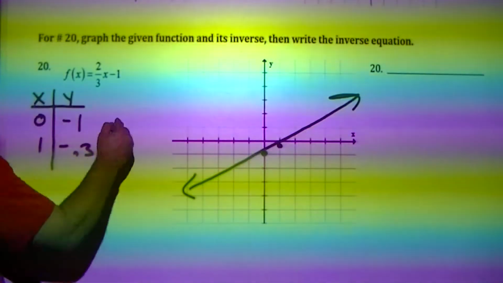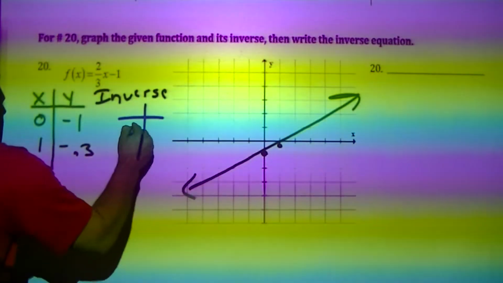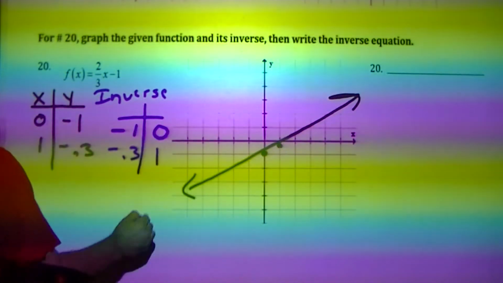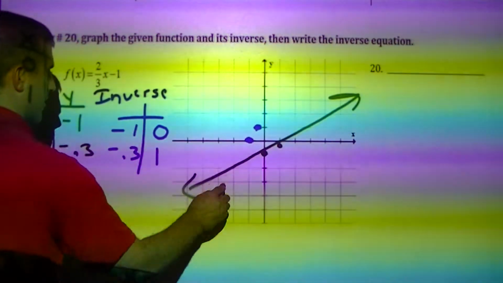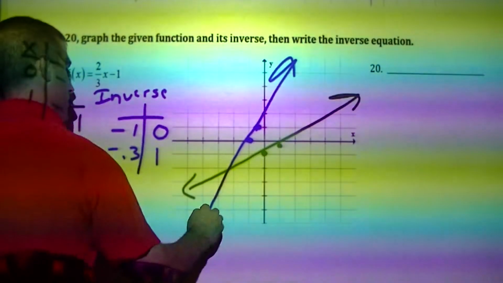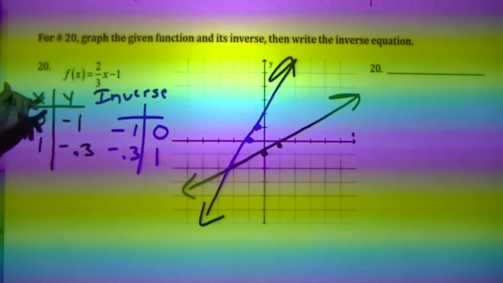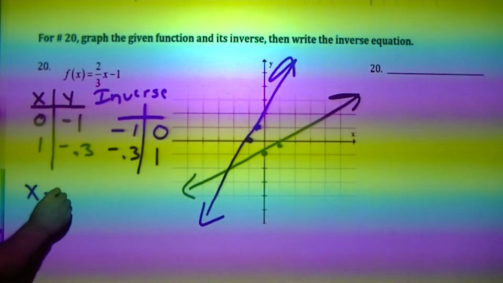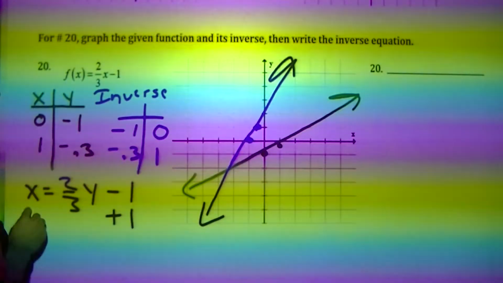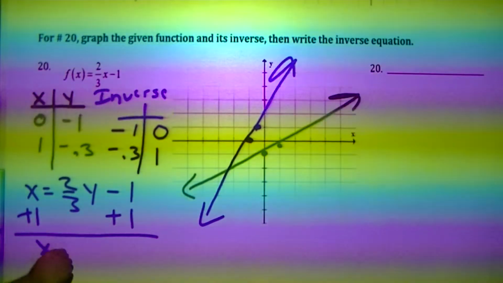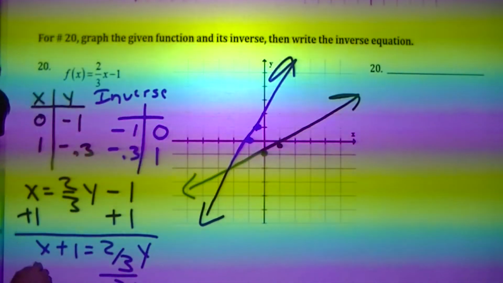Okay, to get the inverse, I flip these points around. So now I'm going to graph this. So negative 1, 0, negative 0.3, 1. Okay, now 2 ways to get it. We can do the same. You can do this where you set this up this way. All right, 2/3 y. All right, you add 1. That's x plus 1 equals 2/3 y. You divide all the parts by 2/3.